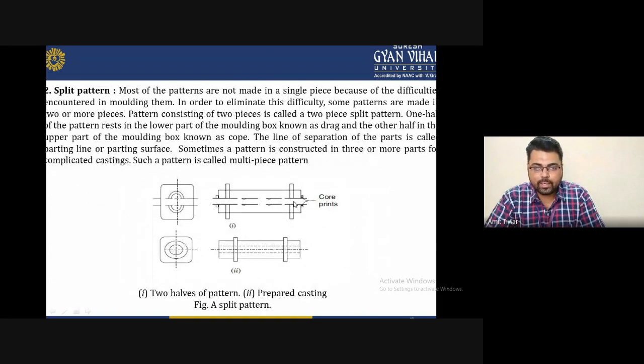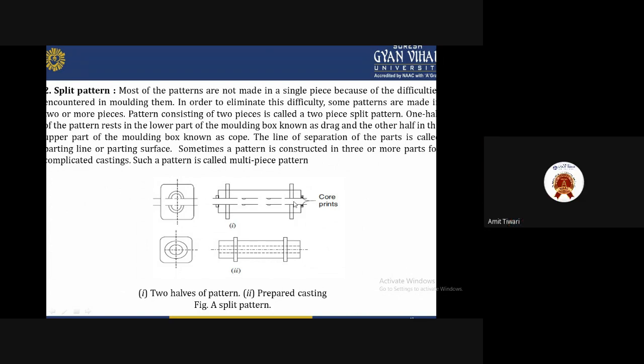Second is the split pattern. Most patterns are not made up of a single piece because of the difficulty encountered in molding. So in order to eliminate this difficulty, some patterns are made up of two or more pieces, and a pattern consisting of two pieces we can call the two-piece pattern. Basically, the two-piece split pattern consists of two pieces.